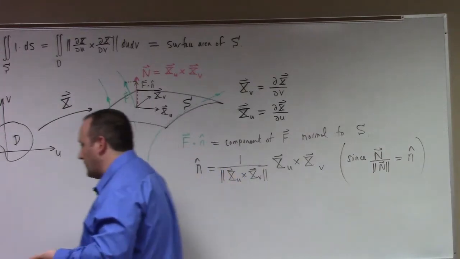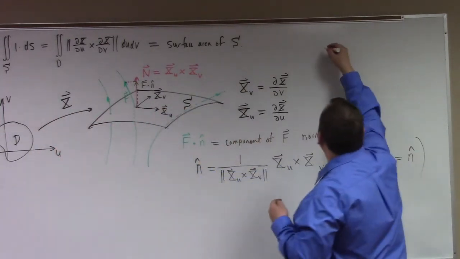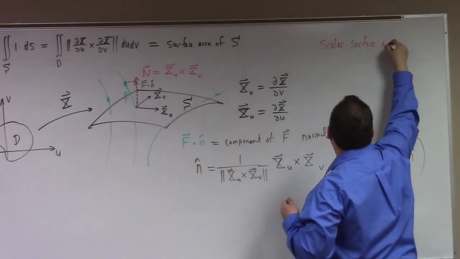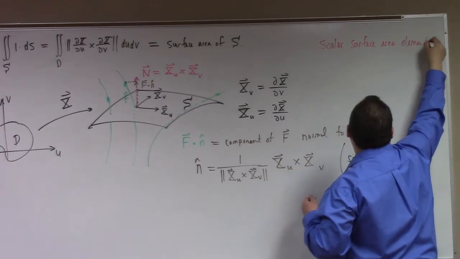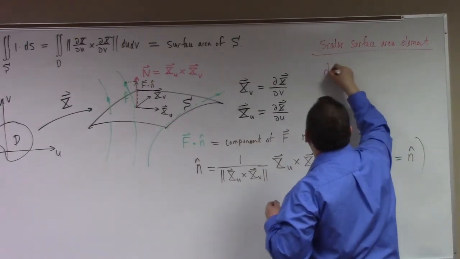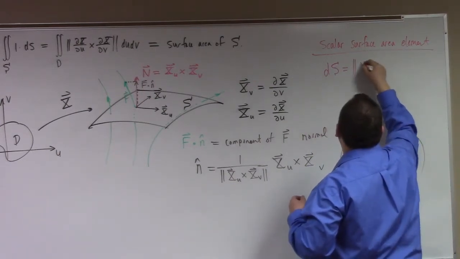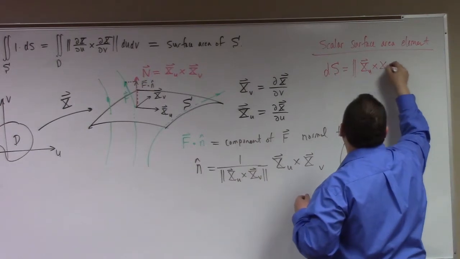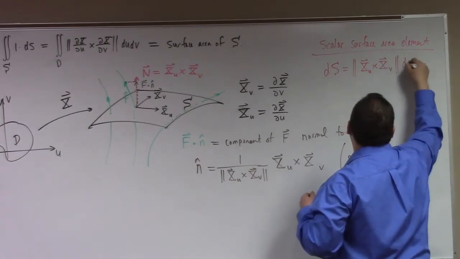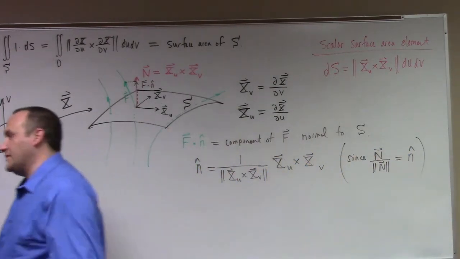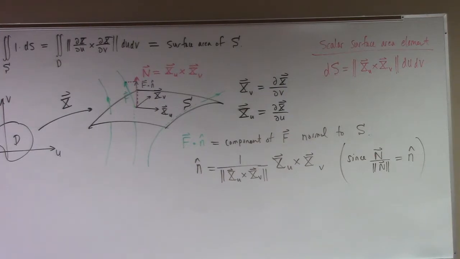Here's some standalone formulas, guys. This is the so-called scalar surface area element. This is dS, and that's equal to the length of xu cross xv du dv. This is the scalar surface area element. See what I'm saying? I'm giving a name to this stuff right here. I'm calling this dS without the vector.